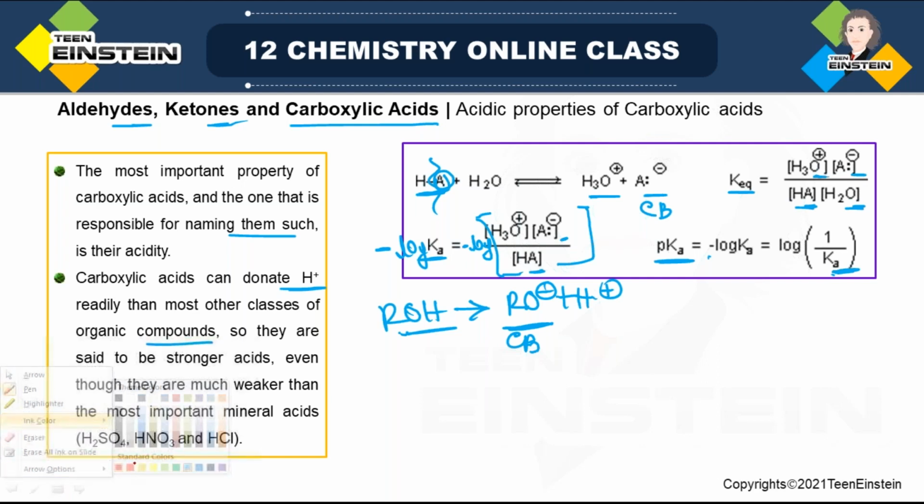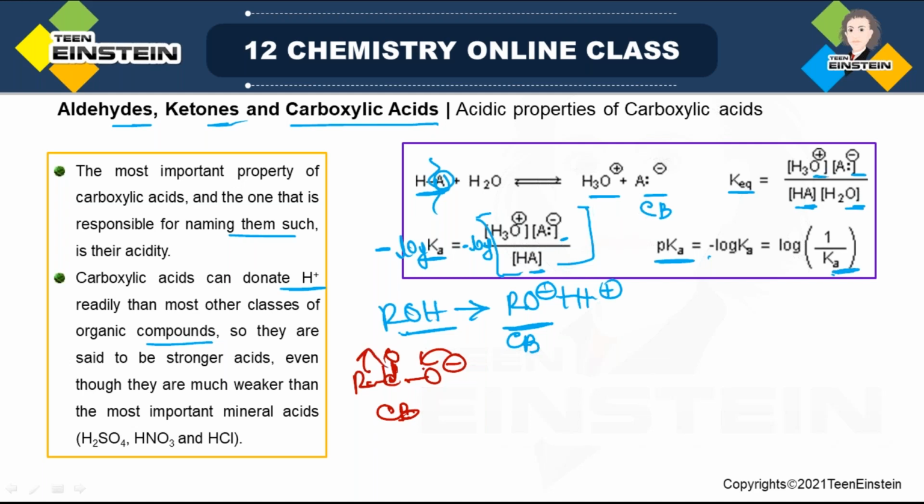now its stability is more, because the conjugate base has this type of nature, and this conjugate base is very stable because this type of resonance is possible. So after resonance you are getting a similar structure, and in resonance when we get a similar type of structure, that is very stable. So as their conjugate base is very stable compared to the conjugate base of alcohol, obviously the equilibrium will be shifted towards the right hand side.